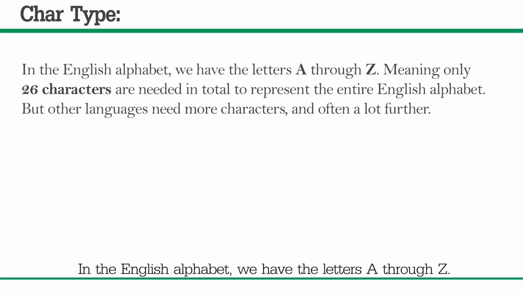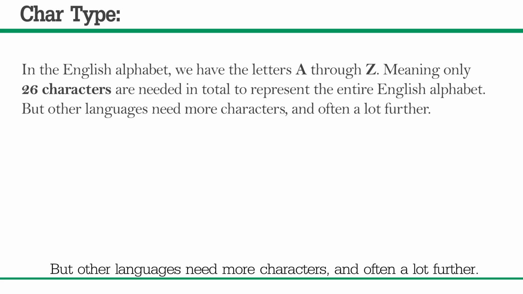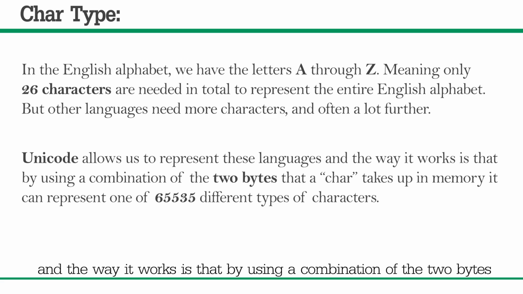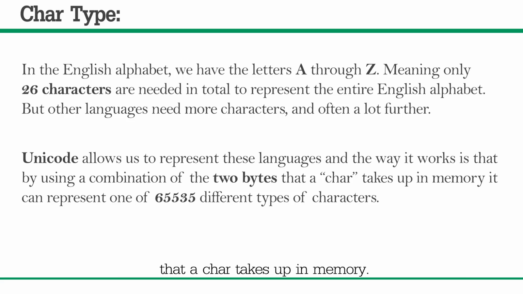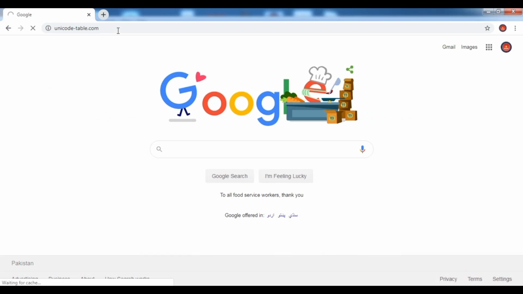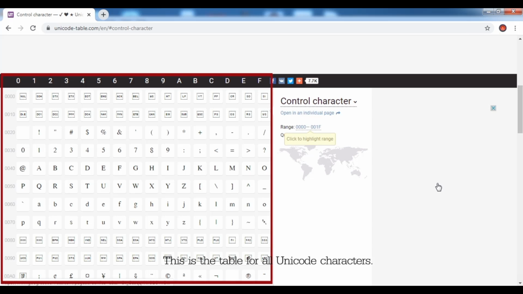In the English alphabet, we have the letters A through Z, meaning only 26 characters are needed in total to represent the entire English alphabet, but other languages need more characters, and often a lot more. Unicode allows us to represent these languages, and the way it works is that by using a combination of the 2 bytes that a char takes up in memory, it can represent one of 65,535 different characters. If you go to the browser and write unicode-table.com, you will find the table of all Unicode characters. This is the table for all Unicode characters.